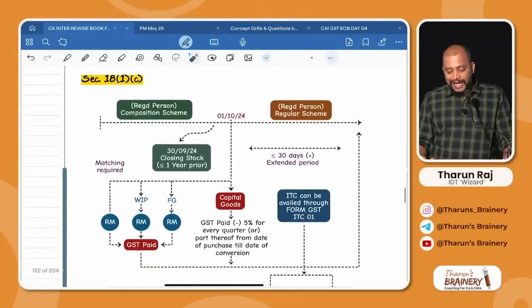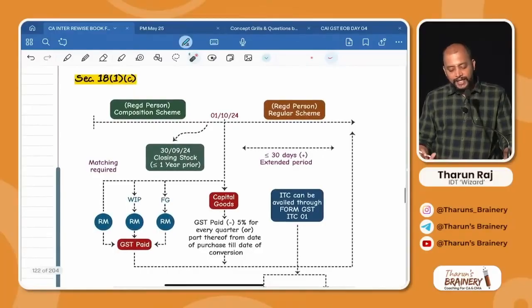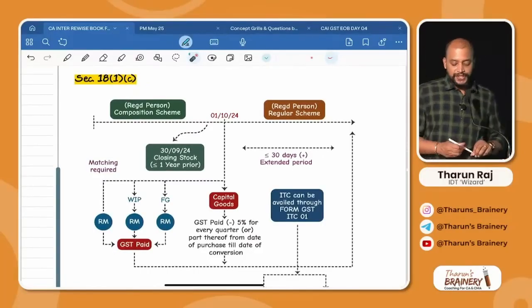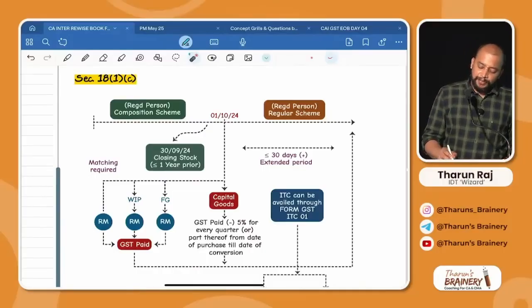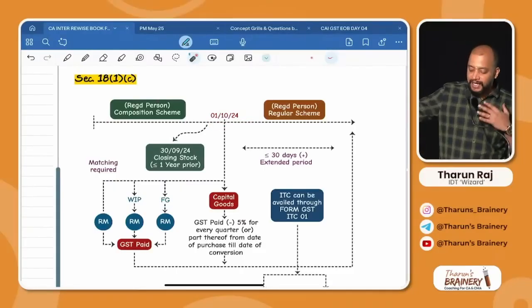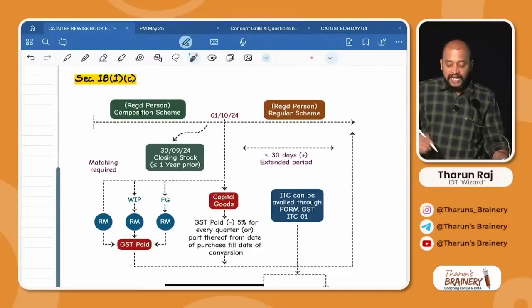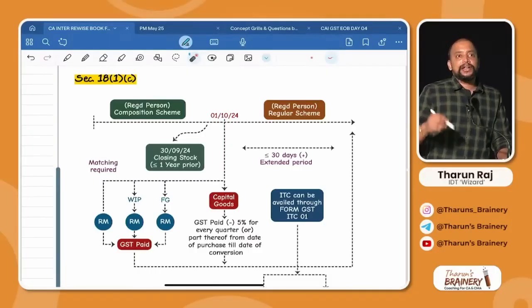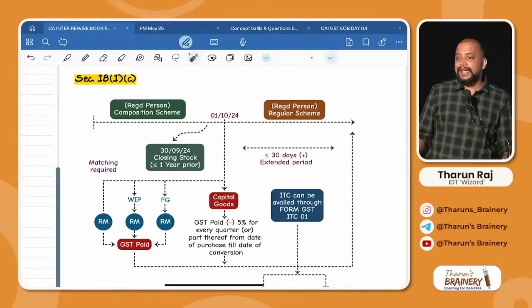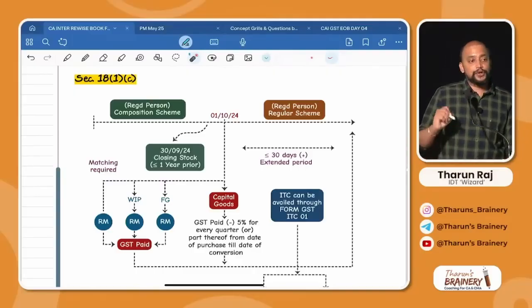Now look into 18(1)(c). So remember, C for composition scheme. Say a person is under composition scheme up to 1/10/2024 and he is a registered person. He was under composition scheme and from 1/10/2024 he migrates to regular scheme. When he was under composition scheme, he cannot take ITC on inward supplies. But now when he goes into regular scheme, he can take ITC on inward supplies, even on closing stock also.